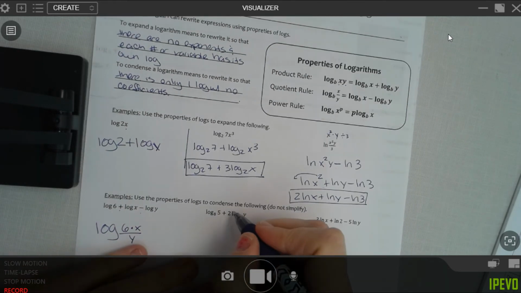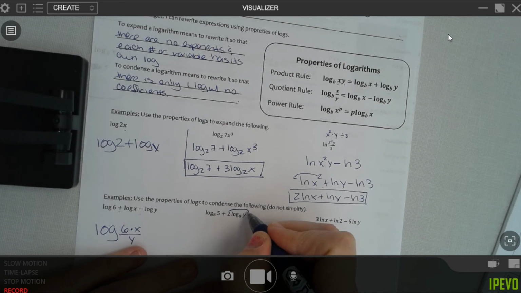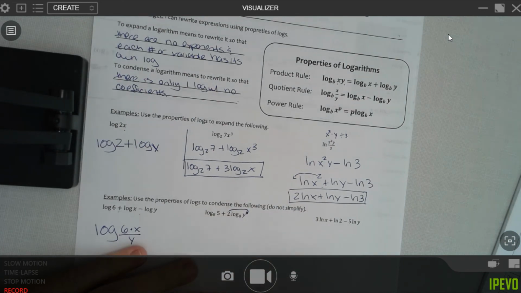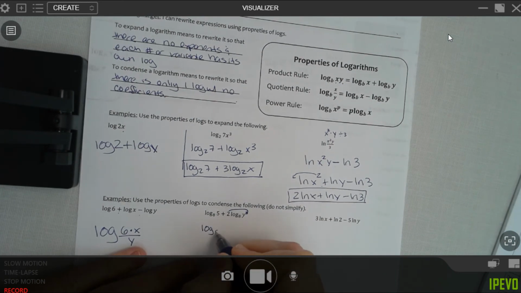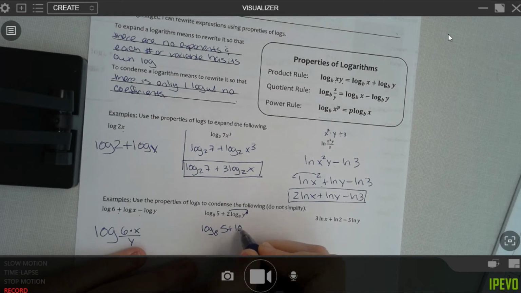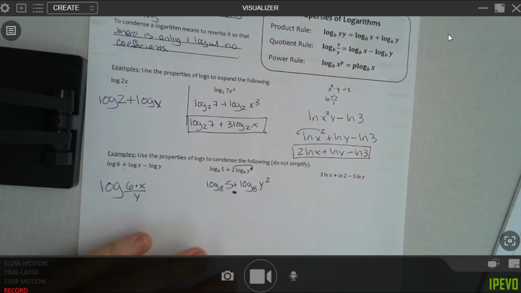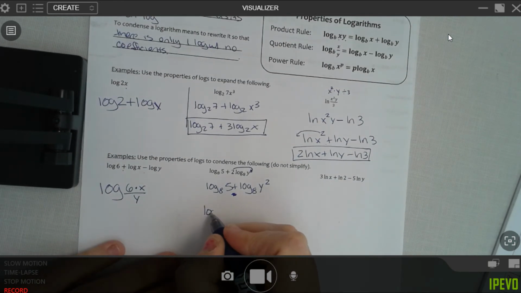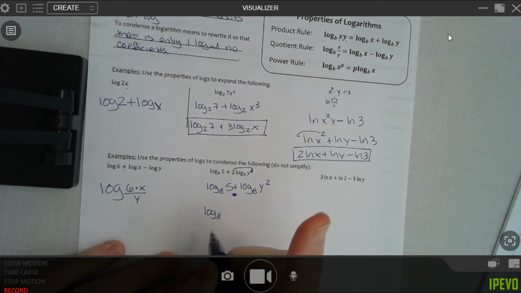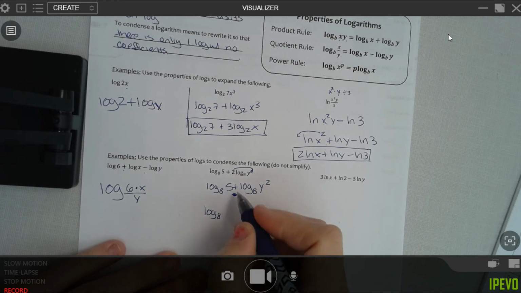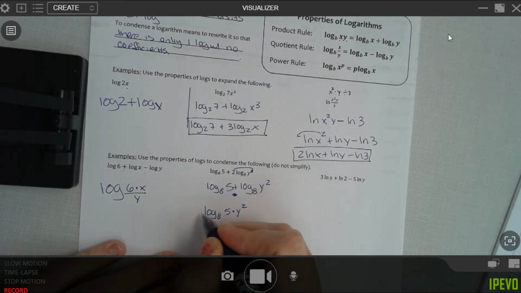Okay. And this one, my first thing I need to do is to put my 2 back up there as the exponent on the log. So it's going to become log base 8 of y squared. And now we're ready. It's just an addition sign, so I'm going to change it to multiplication. So you write log 8 one time. Don't write it more than one time. So one time, and now I'm going to do times 5 times my y squared.